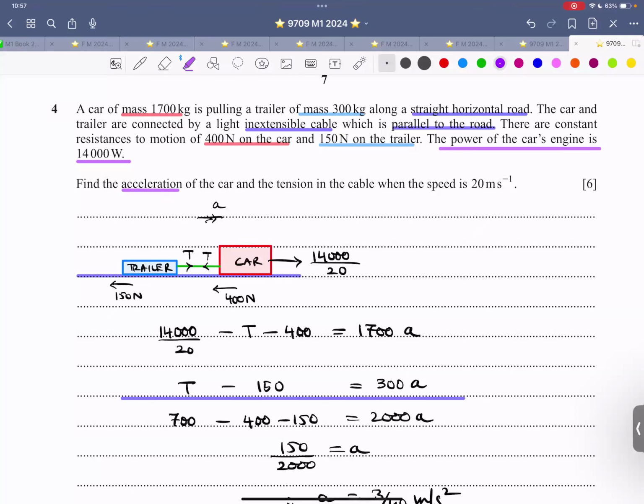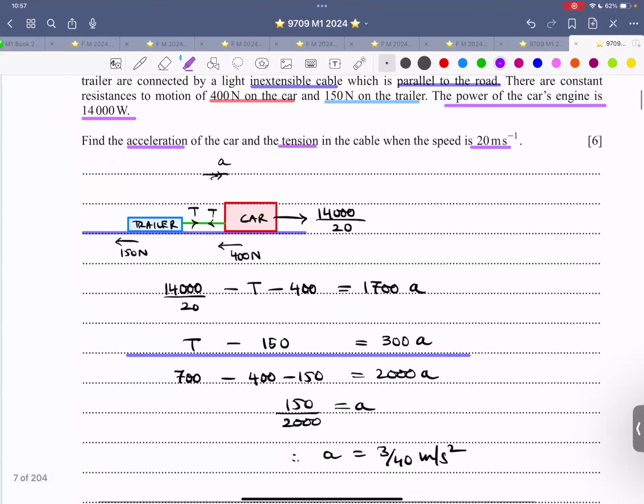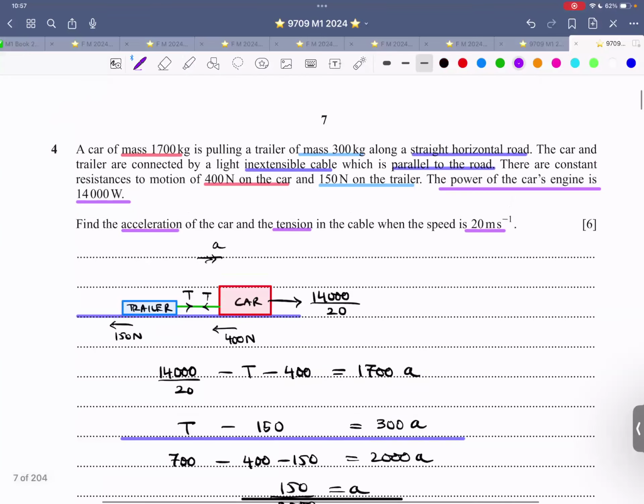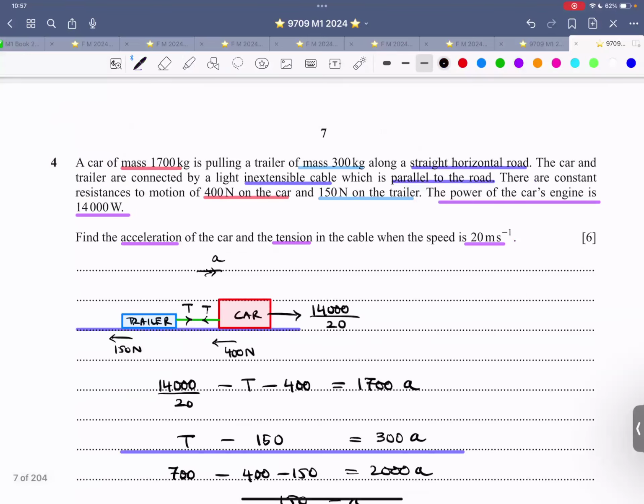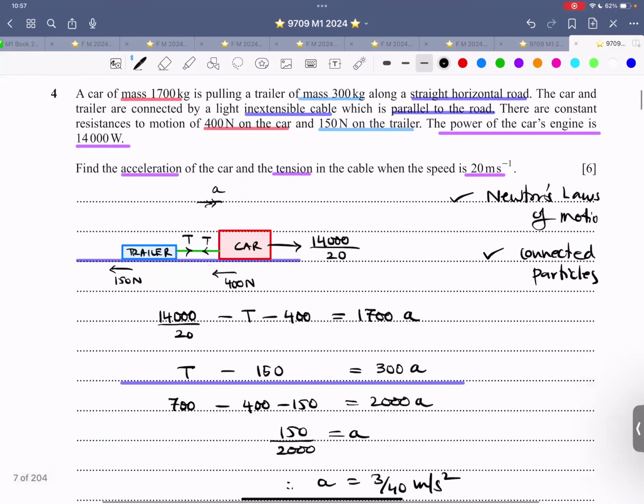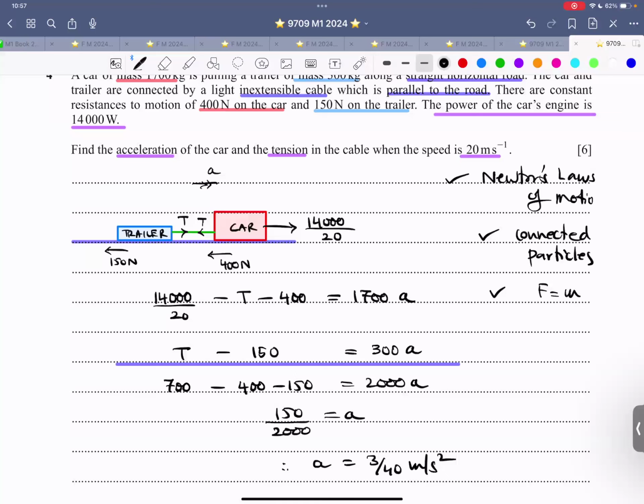Find the acceleration of the car and the tension in the cable when the speed is 20 meters per second. A very simple concept, that is F equals ma, and this is connected particles. So this is an application of Newton's laws of motion, and it is about connected particles. It's also about the concept of F equals ma. That is what we apply.